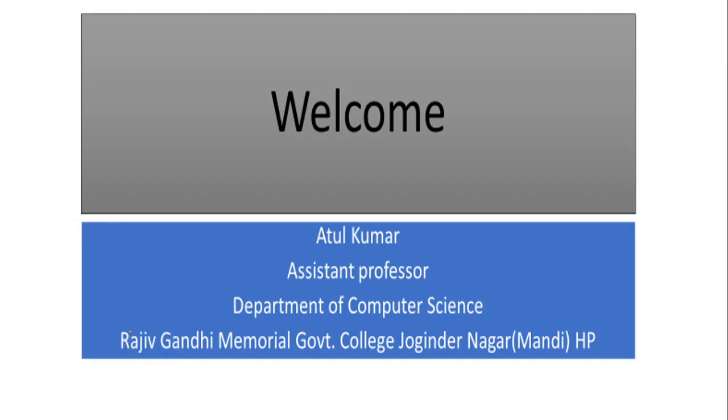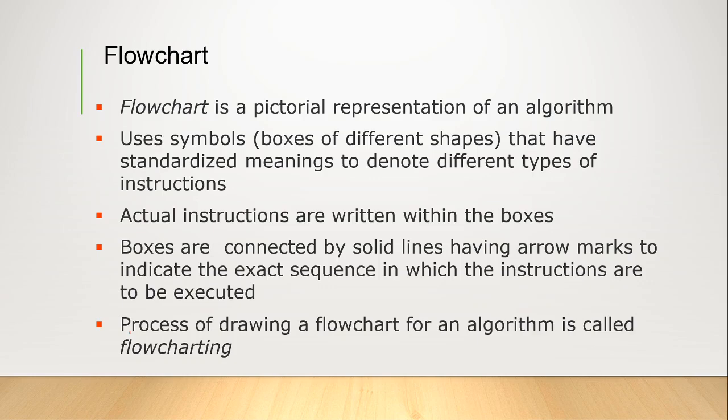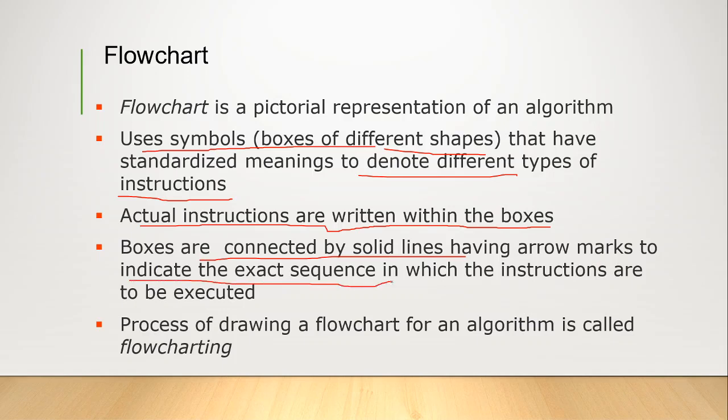In this video lecture, I will discuss flowcharts. A flowchart is a pictorial representation of an algorithm. Flowcharts use different kinds of symbols, that is, boxes of different shapes, to represent different types of instructions. The actual instructions are written within the boxes. These boxes are connected by solid lines with arrow marks to indicate the exact sequence in which instructions are to be executed. The process of drawing a flowchart for an algorithm is called flowcharting.